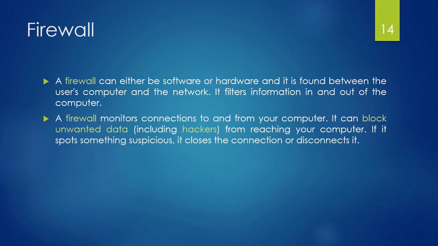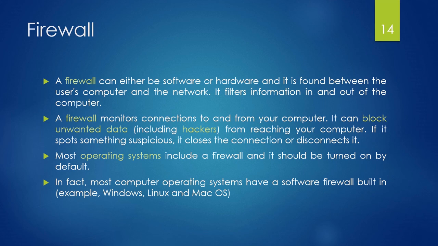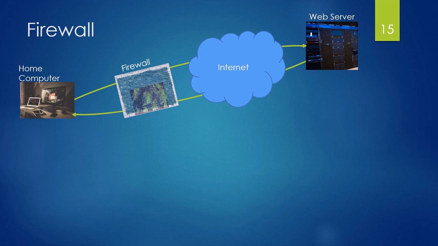It can block unwanted data, including hackers, from reaching your computer. If it spots something suspicious, it closes the connection or disconnects it. Most operating systems include a firewall, and it should be turned on by default. In fact, most computers' operating systems have a software firewall built in, for example, Windows, Linux, and macOS. So now we are going to see how a firewall works.